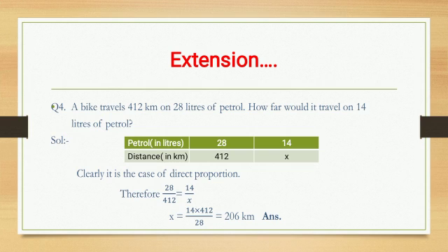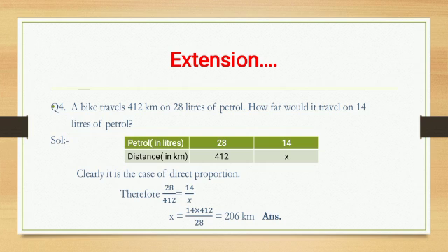You can check your answer in the exam also. First we were having 28 liters of petrol. If the amount of petrol is decreasing, then the number of kilometers has to decrease, and you can check your answer 206. Okay, so we are getting fewer kilometers. It means our answer is correct, right?